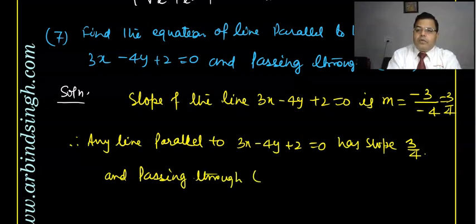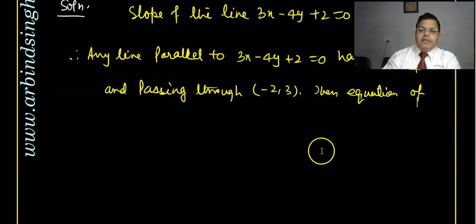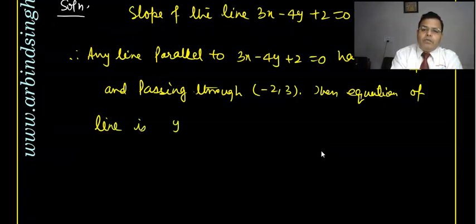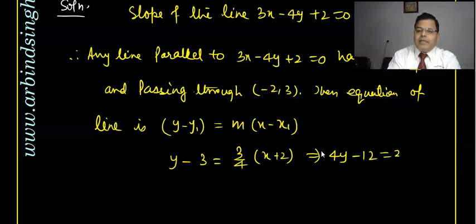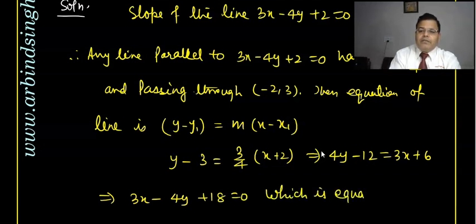And passing through minus 2, 3, then the equation is given by one point form, because you know the slope and you know one point. The equation of line is y minus y1 is equal to m into x minus x1. So y minus 3, m is 3 by 4, x minus of minus 2, that is x plus 2. So that will be 4 times y minus 12 equals 3x plus 6. Therefore, 3x minus 4y, and this 12 will come to this side, plus 12, so plus 18 is equal to 0, which is the equation of the line. I hope you got it.